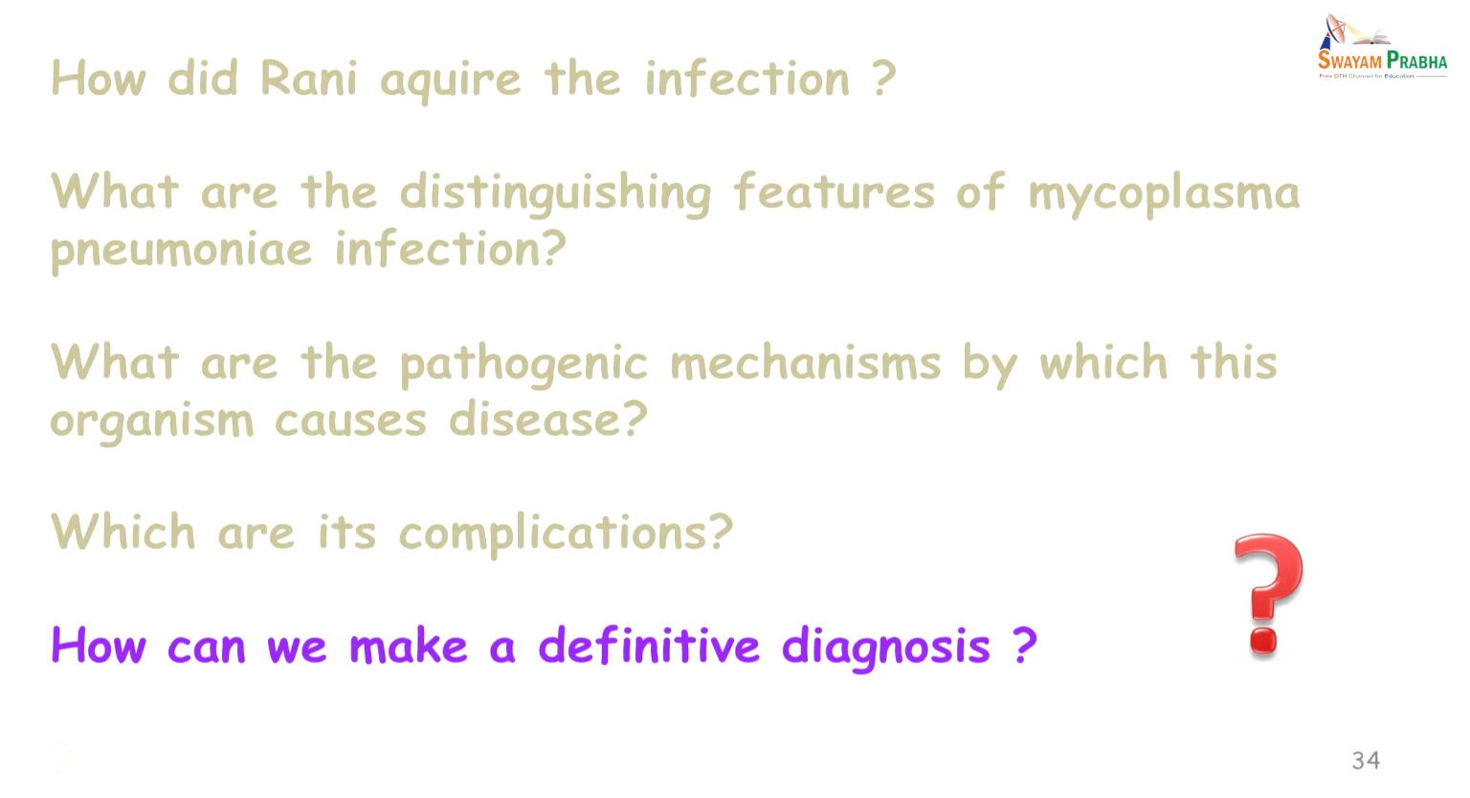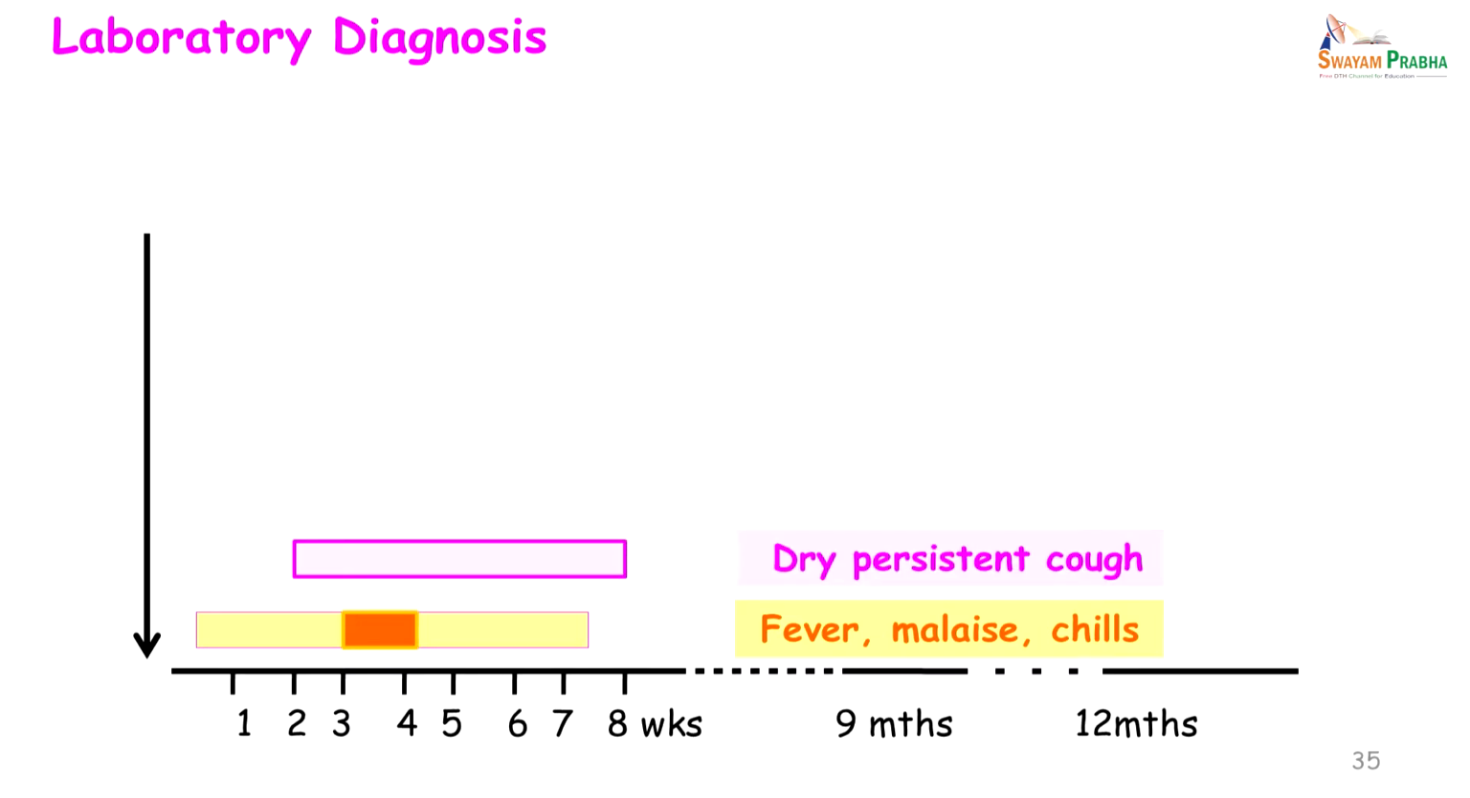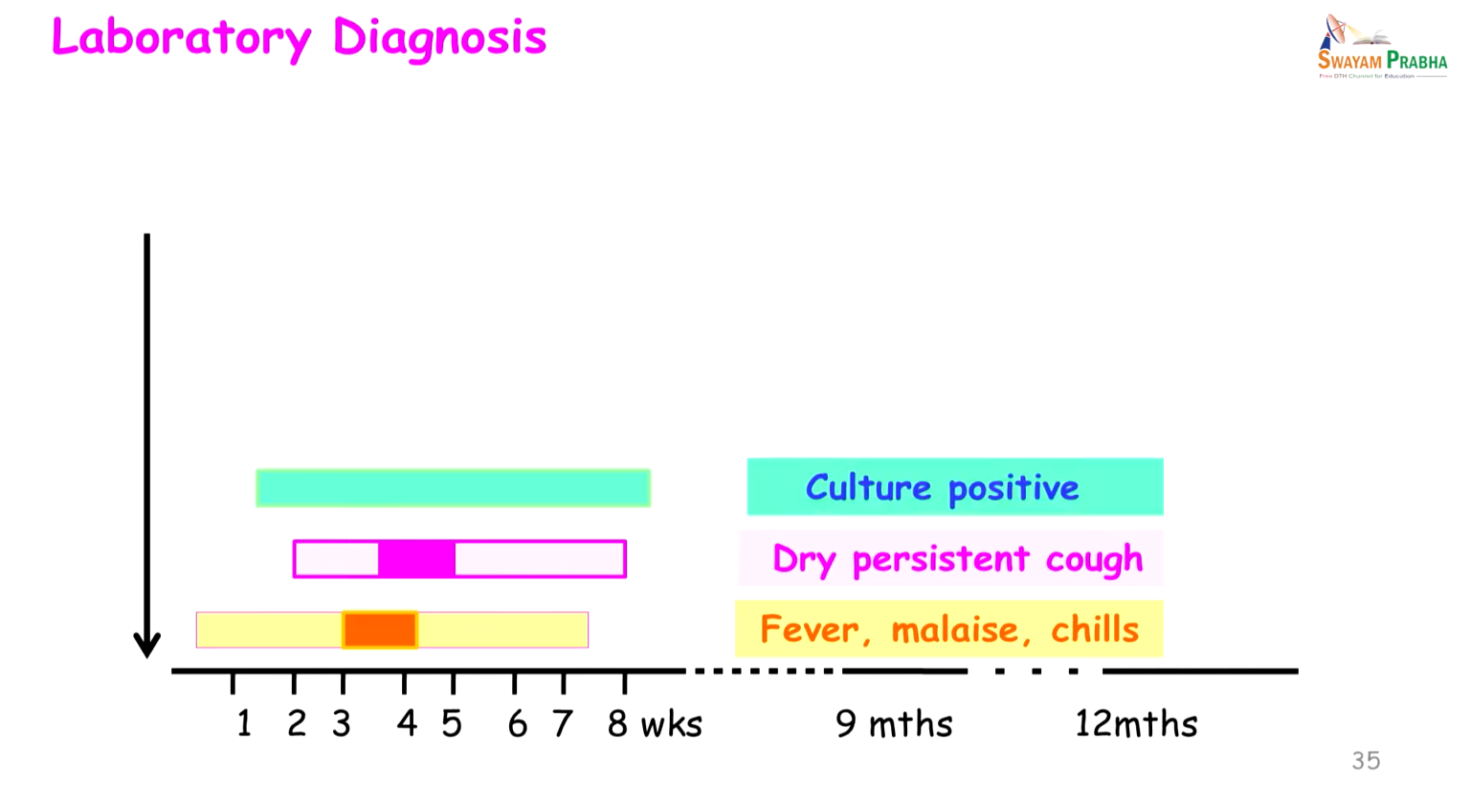So, how do we make a definitive diagnosis? Now, let us look at a clinical and laboratory correlation. Like I said, when the patient presents with fever, malaise and chills, the highest temperature is usually reached in week 3 to 4. The patient also develops a dry persistent cough, where the maximum intensity is again around 3.5 to 4.5 weeks, but it persists sometimes even up to 8 weeks.